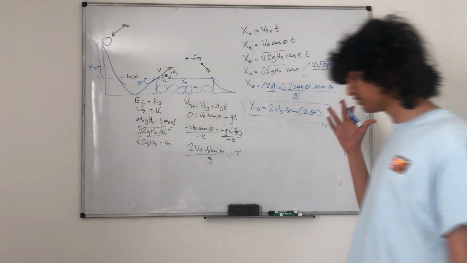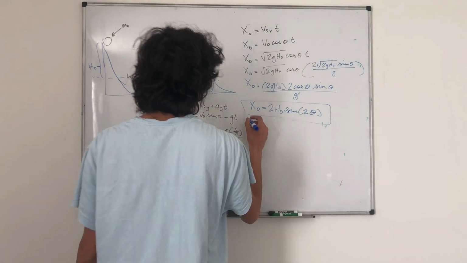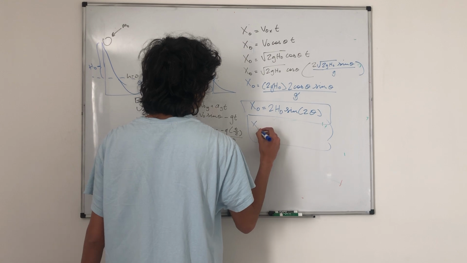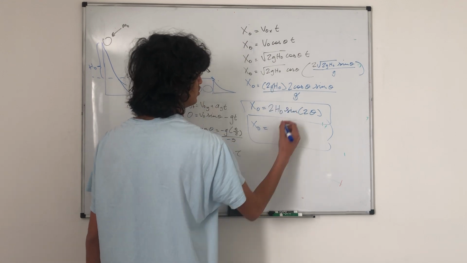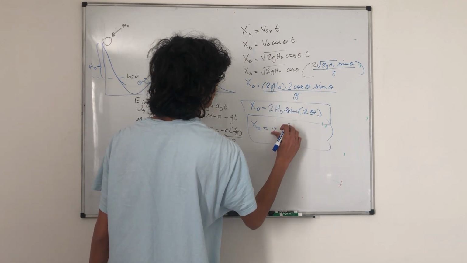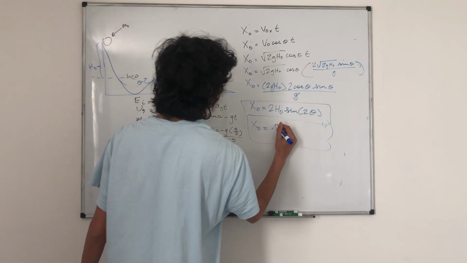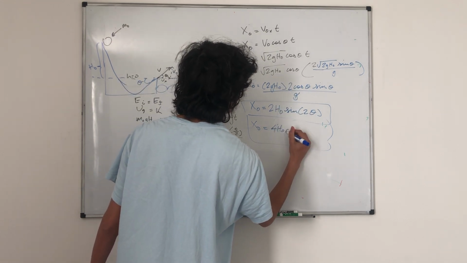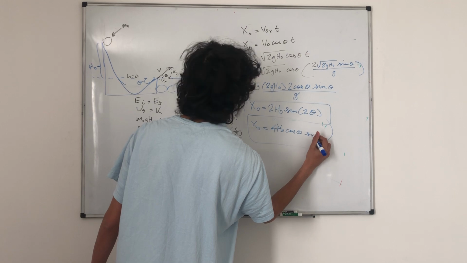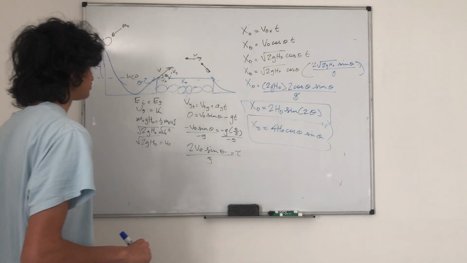If you want, and let's say you're not in pre-calc honors and you didn't recognize that, it's totally okay if you left it as x naught equals 2, or like this, 2 times 2, so 4 h naught cosine theta sine theta. That's cool too.